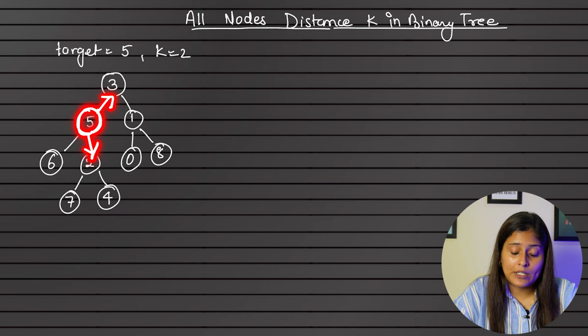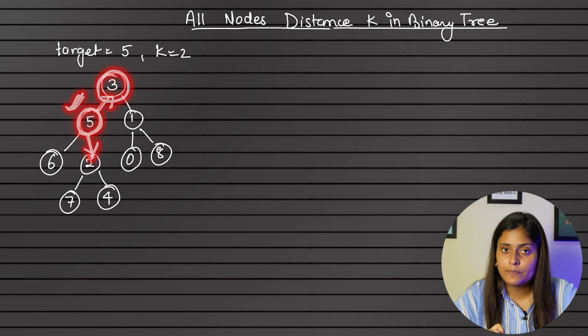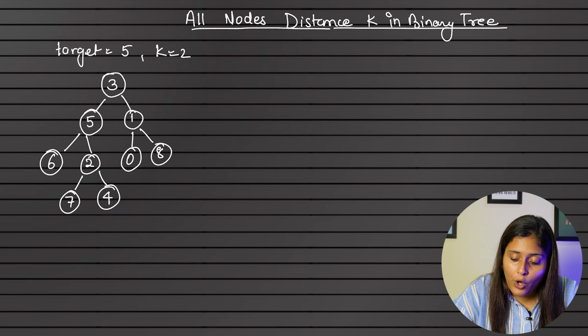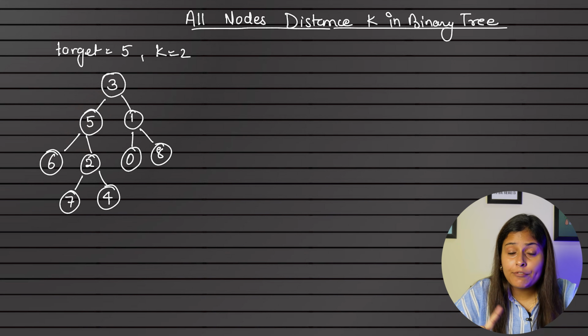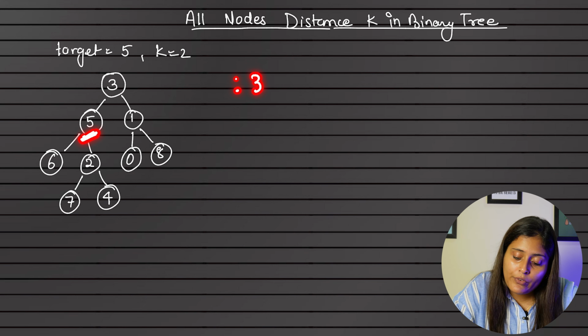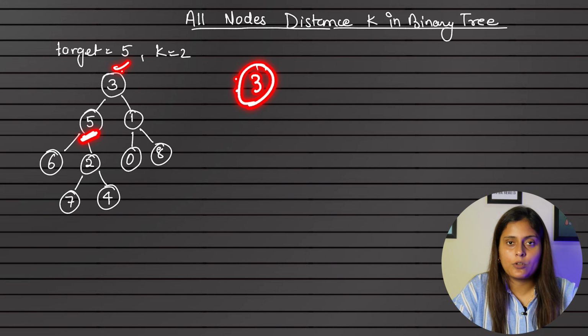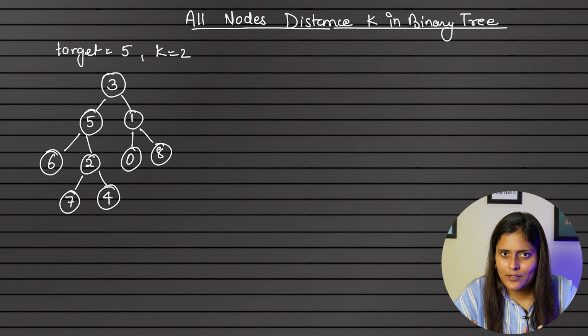So why not do one thing? For every node, store their parents. Why? See, from the node to parent we cannot go, but we can store the relation at least. Means for node 5, what is my parent? 3. So we can directly jump onto that node. That we can do, correct?